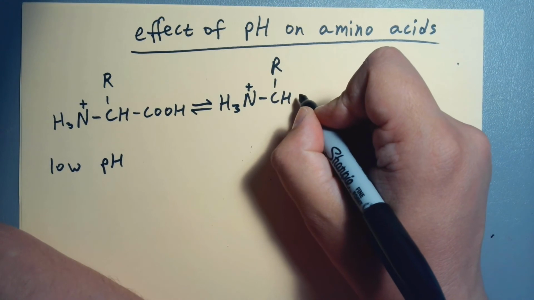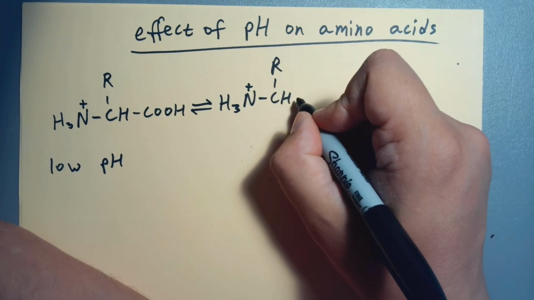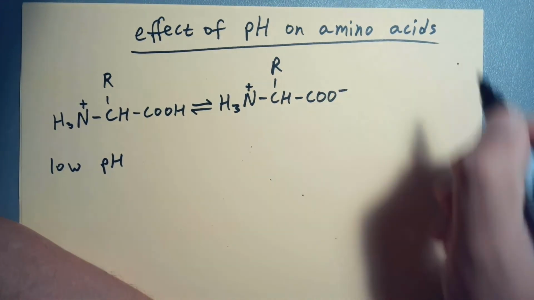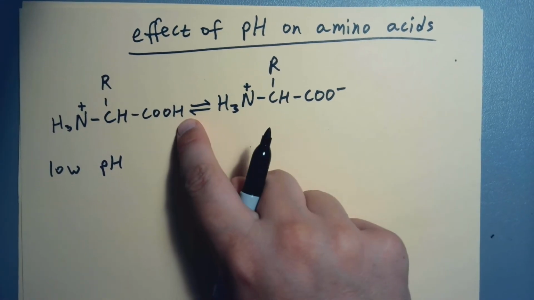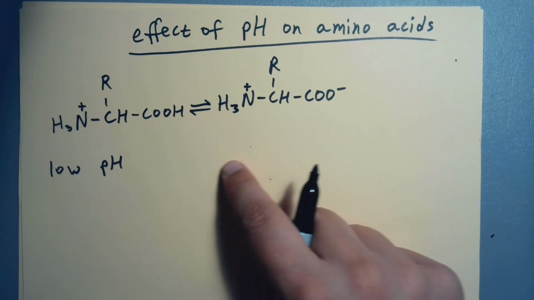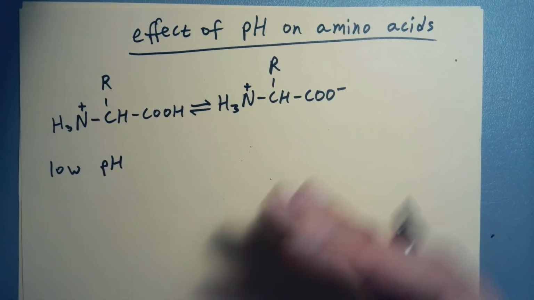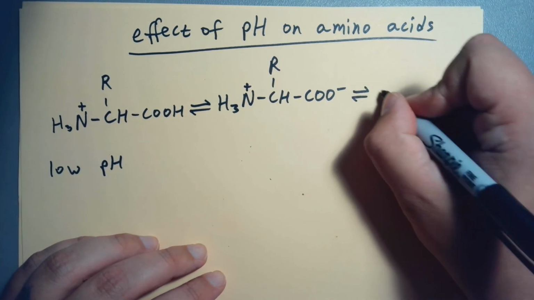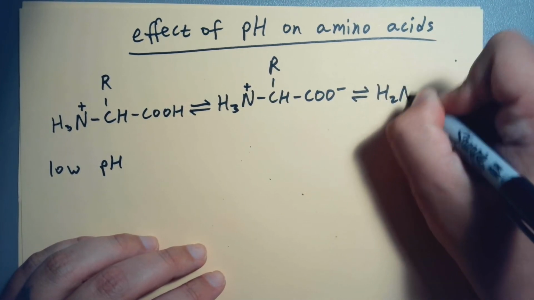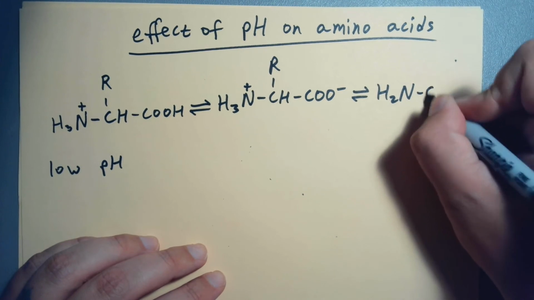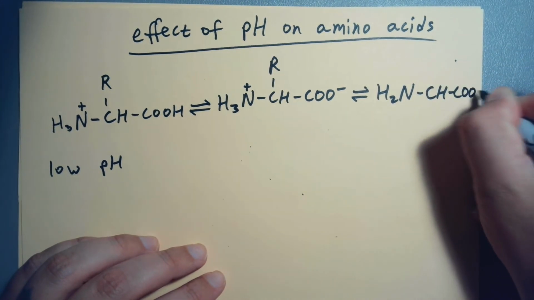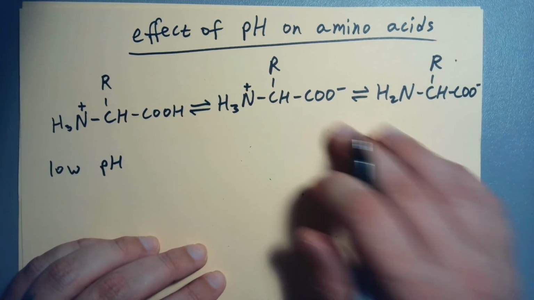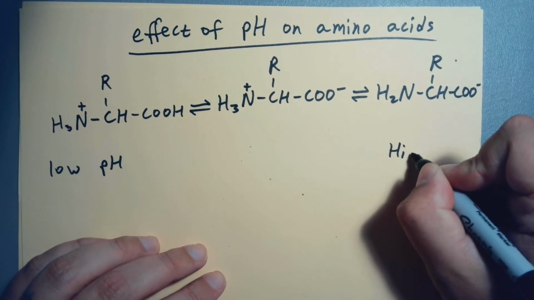We have our side chain off of our alpha carbon in the middle. But now our carboxyl group is an anion. It loses an H plus. As the pH starts to increase, H's start popping off. And so if we go further, what we get is the following. It's no longer a cation, it's H2N, CH, and then COO minus. So the carboxyl group looks just like it did in the middle. And this is high pH.